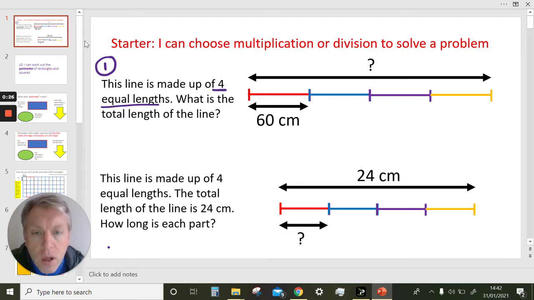So for question 1 here, this line, the whole length of this arrow is made up of 4 equal lengths, and one of the 4 parts is 60 centimetres. What is the total length of the line?